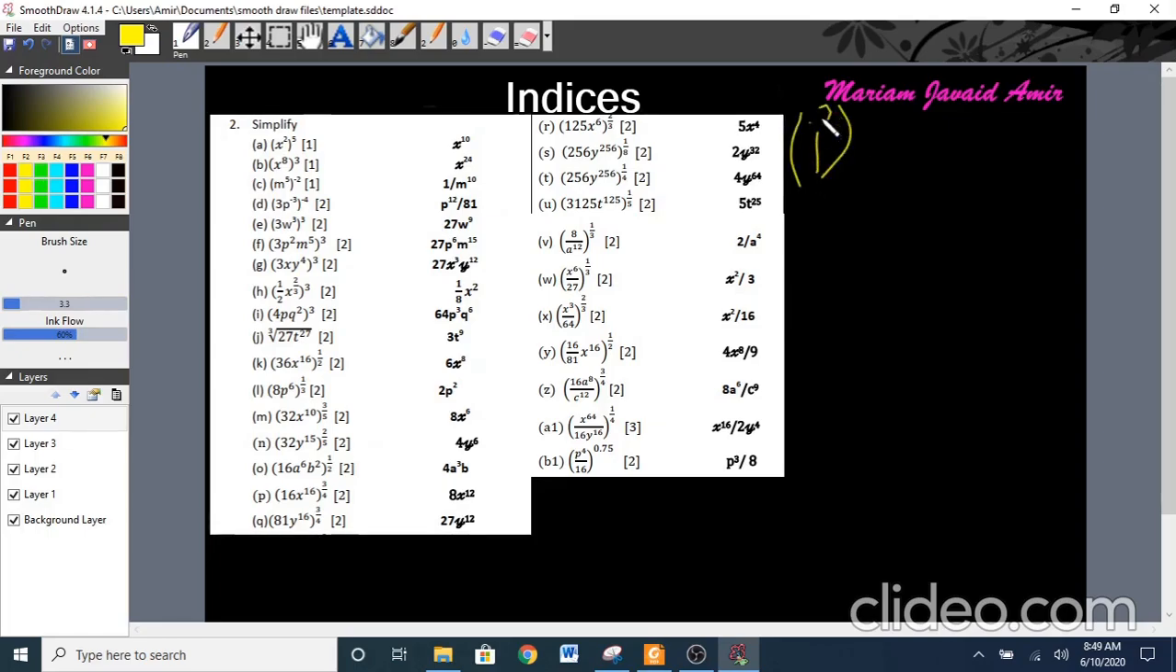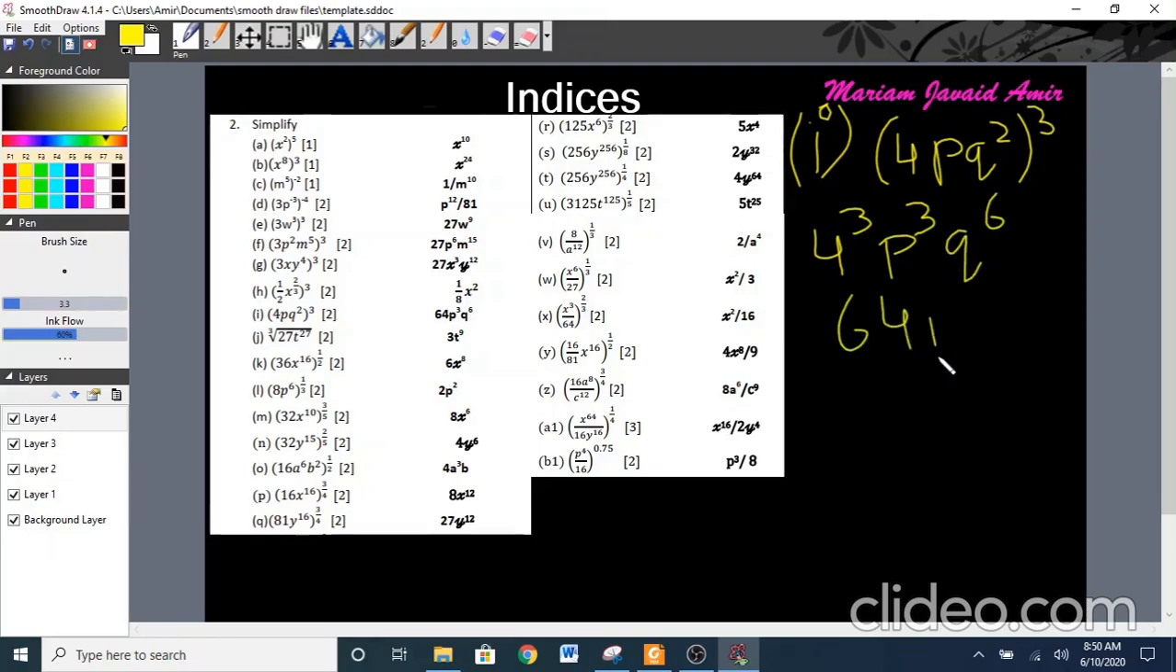Part I is simply 4pq square, whole cube. So we get 4 cube, then p cube, then q 6. So we get 64 p cube q 6. Part J is, now this is a little different, 27 t 27.